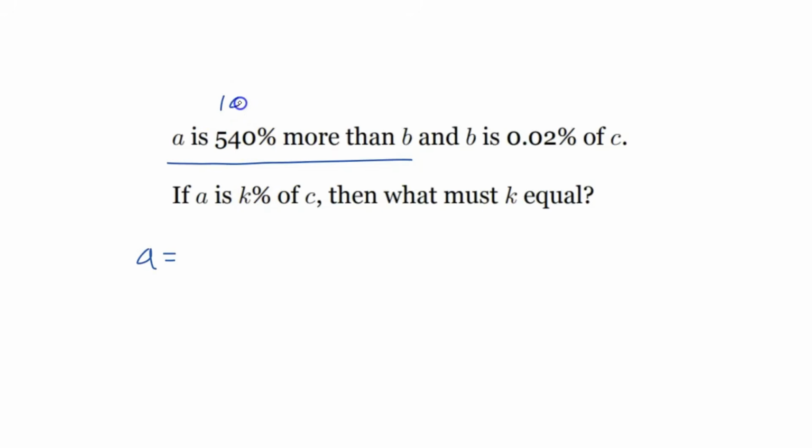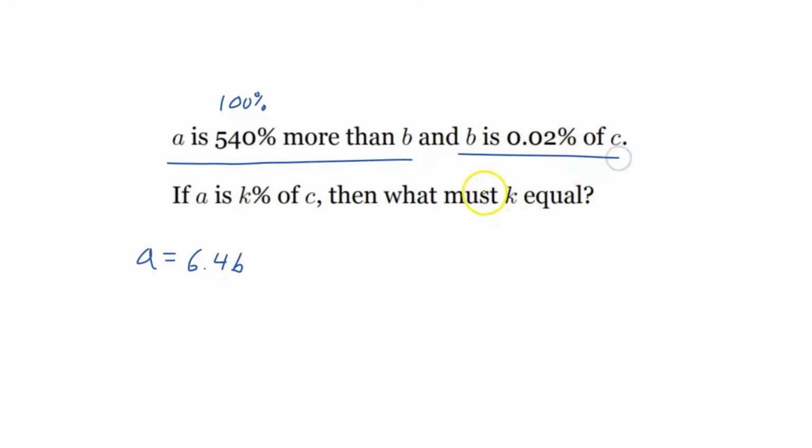If we think about it, if this problem had said A is 100% more than B, then we would express this as 2B, right? Because 100% more is the same thing as doubling. Let's extrapolate that same thinking to this problem over here. So instead of writing 5.4B, we must write 6.4B for that part of the expression.